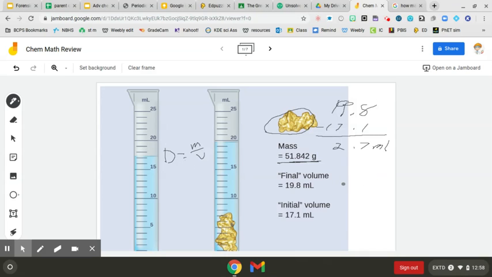So when I do the math, and I take the mass, 51.842 grams, and divide it by 2.7 milliliters, when I put that in my calculator it's going to give me this big long number, like 19.2007.